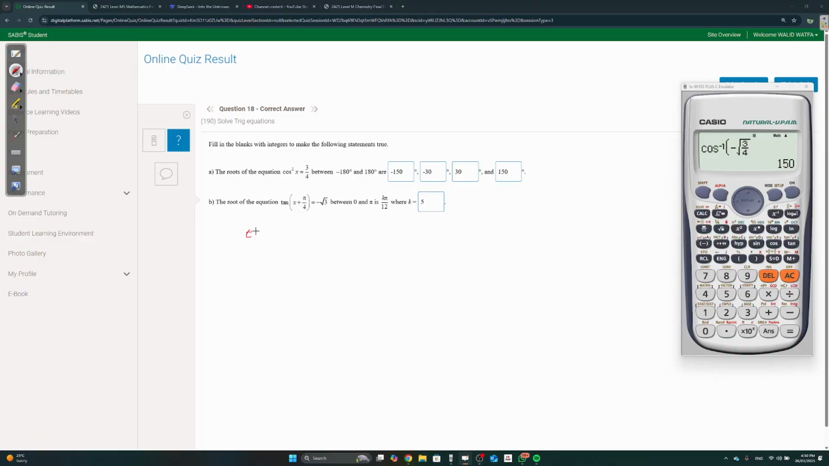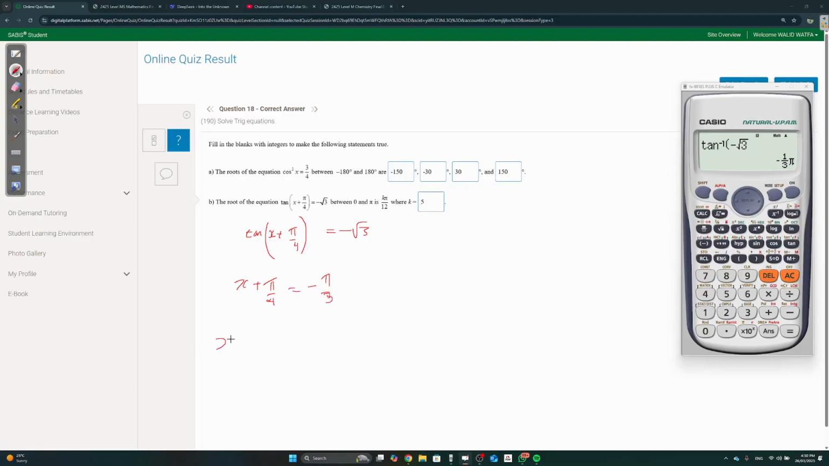The roots of the equation tan(x plus pi over 4) equals minus root 3. Okay, what do we do here? tan(x plus pi over 4) equals minus root 3. We do shift tan, right? You do shift tan of minus root 3, but make it in radians. Okay, you're going to get minus pi over 3. So you're going to get x plus pi over 4 equals minus pi over 3.